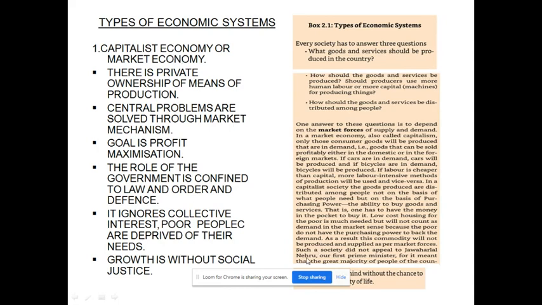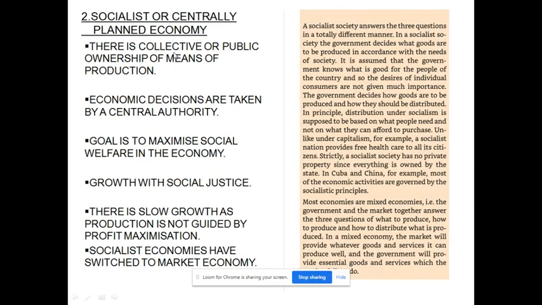Now, this type of economic system was not appreciated by Jawaharlal Nehru. So it is said here that such a society did not appeal to Jawaharlal Nehru, our first Prime Minister, for it meant that the great majority of people would be deprived of a good quality of life. The second type of economic system is the socialist or centrally planned economy.